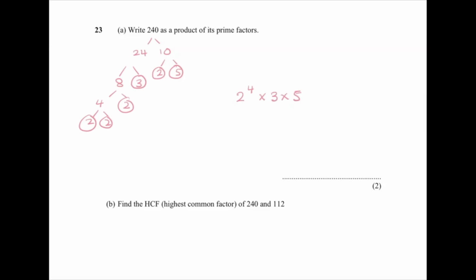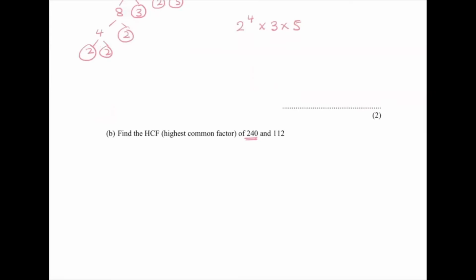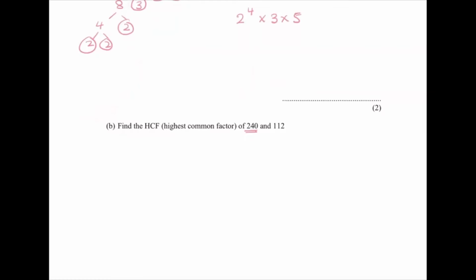Now we're being asked to find the highest common factor of 240, so it's the same number as the first part, and 112. So we're going to use the venn method for this. To do that, I am going to need the factors of 112 as well. So I'm just going to quickly work those out. And from above, I could see that the 8 went to 3 2s.